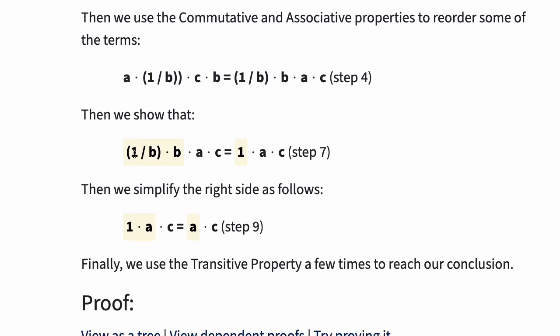Then we show that 1 over b times a times c is equal to 1 times a times c, because 1 over b times b is 1. Then we simplify the right side. 1 times a times c is equal to a times c, because 1 times a is a. Finally, we use the transitive property a few times to reach our conclusion.